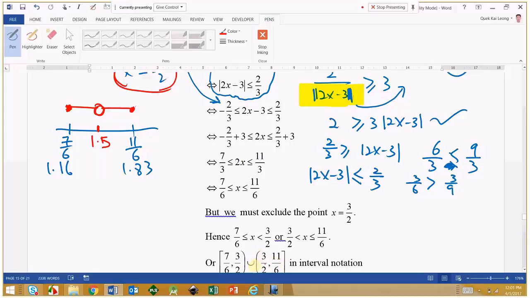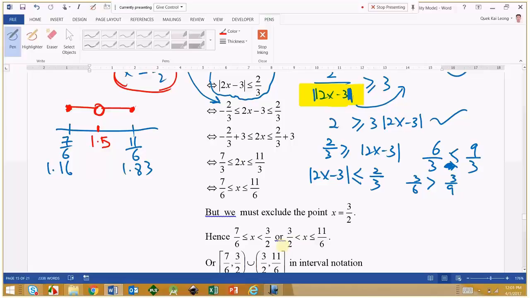Now, if you don't want to write in interval notation, you can just write this. Your x must be between 7 over 6 and 3 over 2, or between 3 over 2 and 11 over 6. There's no equal sign here, because 3 over 2 will give you a divide by 0. Okay, that's all for this question.